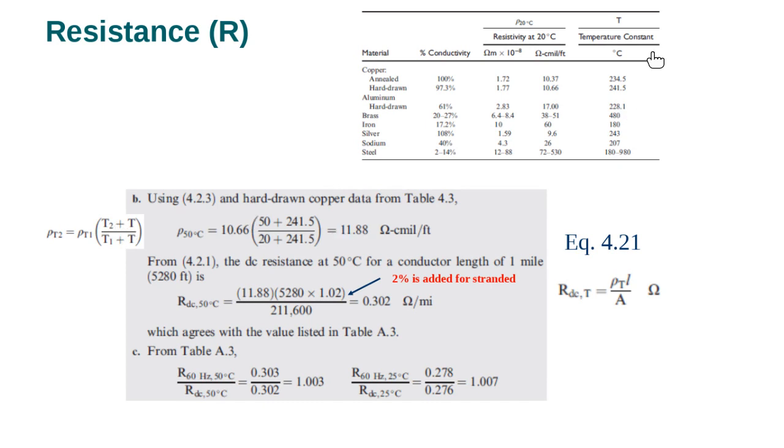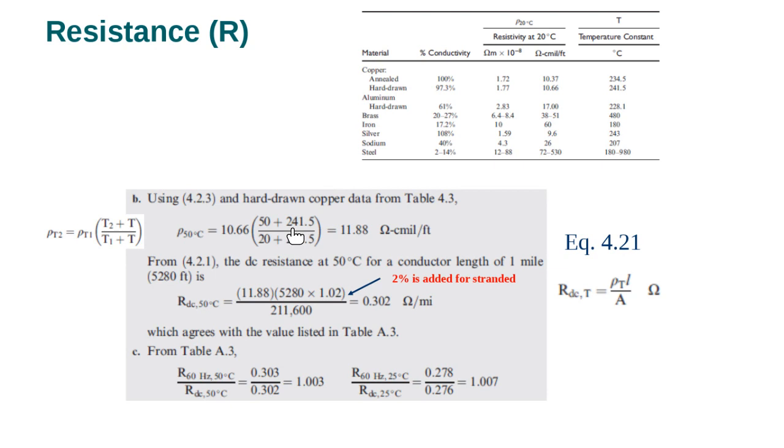Where do we find it? From here. Temperature constant, 241.5. And also we add it for the denominator. T1 is the 20. At what temperature? 20 degrees. This one, as you can see, 20. Therefore, you will add it.